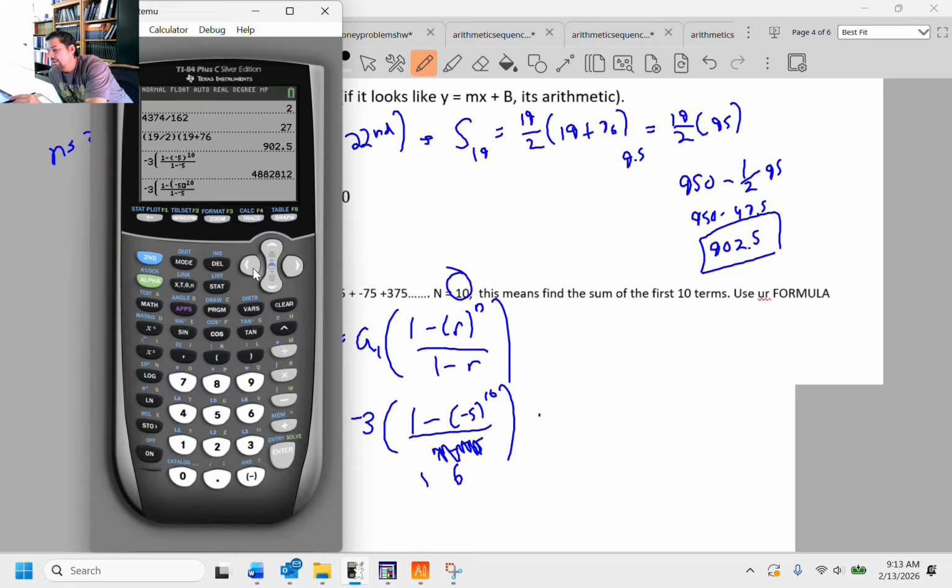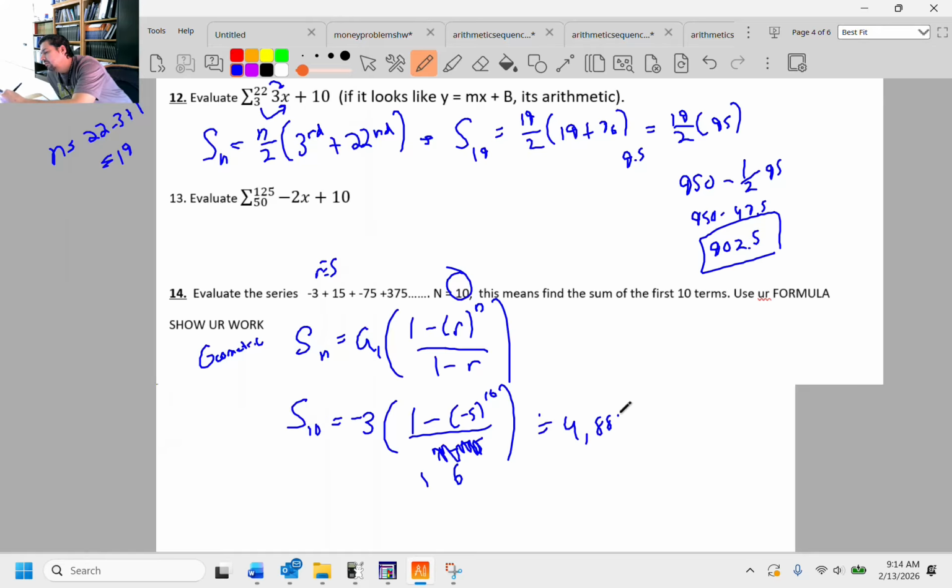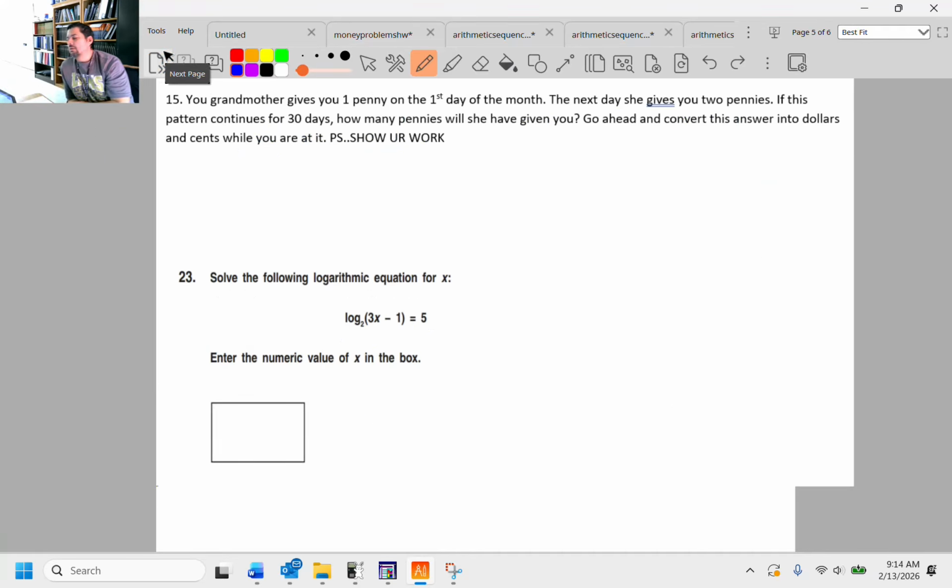Well, actually, I might get lucky on this one. Yeah. You see what happened? They matter. They do. But anyways, a positive 4,882,812. Hopefully I copied that down right. I don't feel like going back and double checking. Am I going to do anything else?